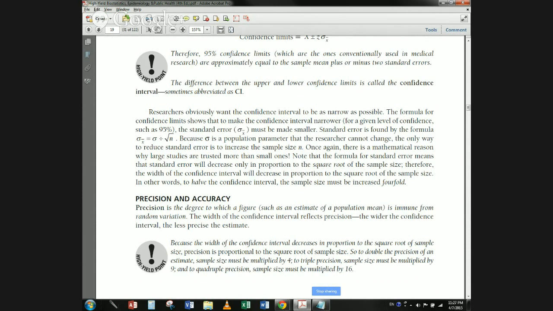Because the width of the confidence interval decreases in proportion to the square root of sample size, precision is proportional to the square root of sample size. So, to double the precision of an estimate, sample size must be multiplied by 4. To triple precision, sample size must be multiplied by 9. And to quadruple precision, sample size must be multiplied by 16.